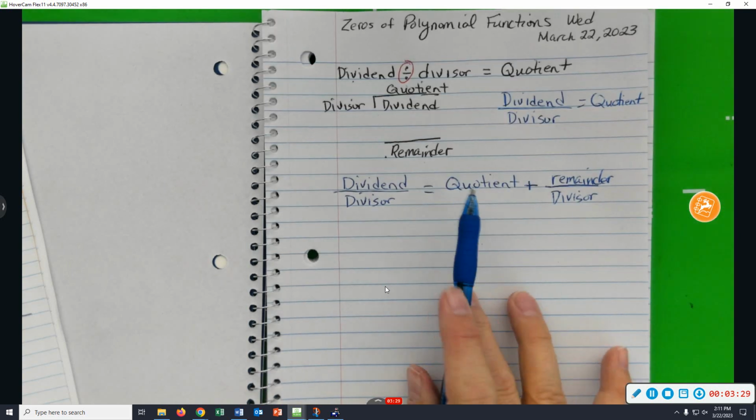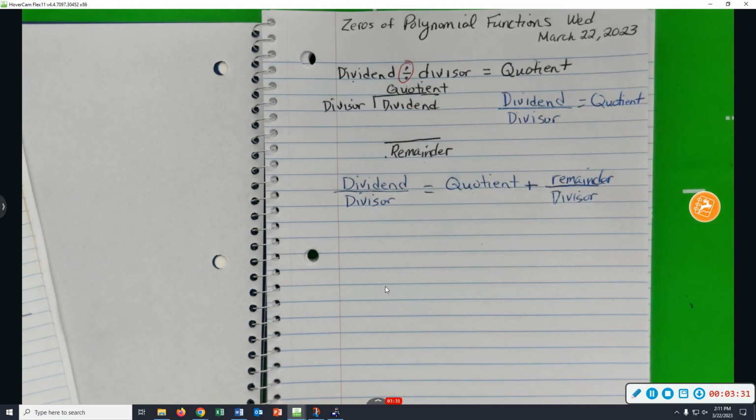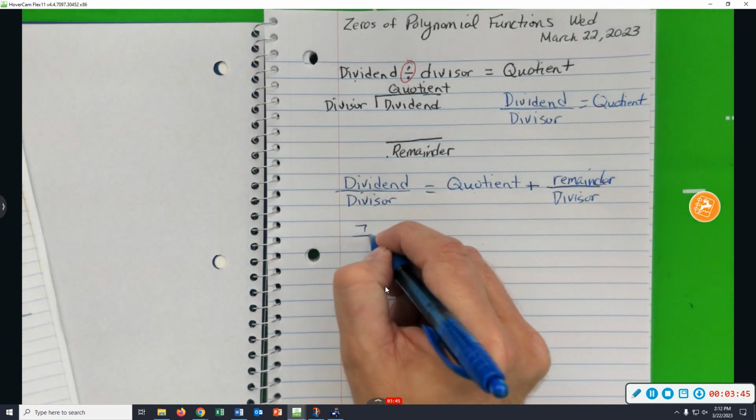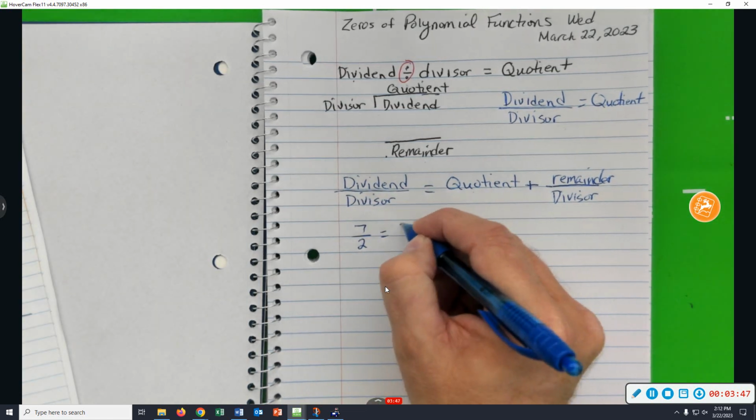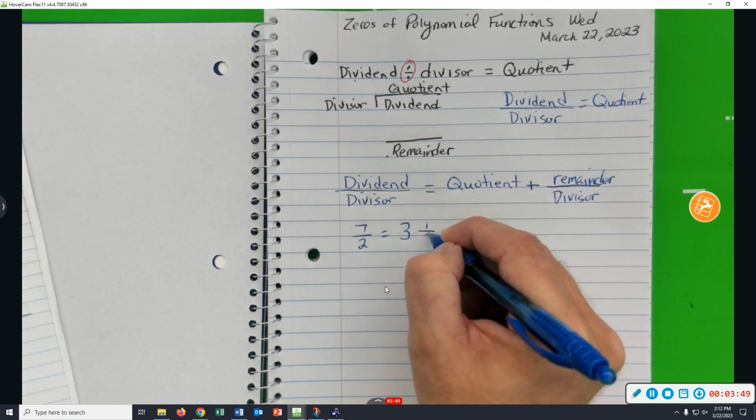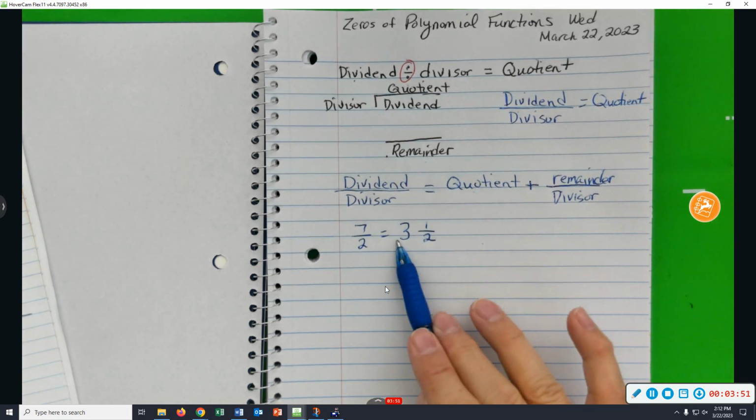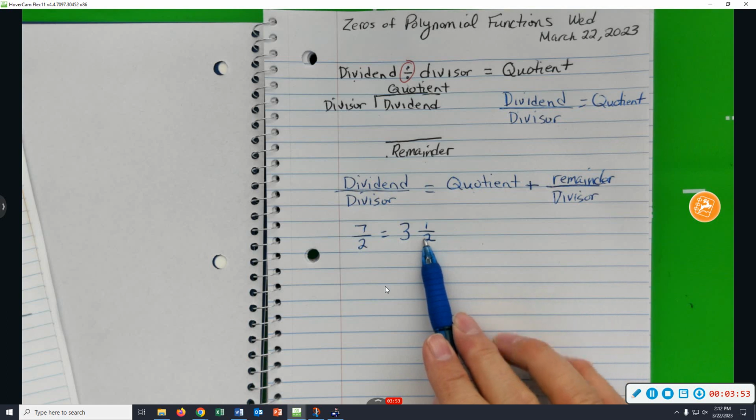That's what you're doing when you write 5 over 2 as 2.5. Or 7 over 2, if you write it as 3 1/2, 7 divided by 2 is 3 with a remainder of 1. So 7 divided by 2 is 3 1/2. Quotient plus the remainder over divisor.